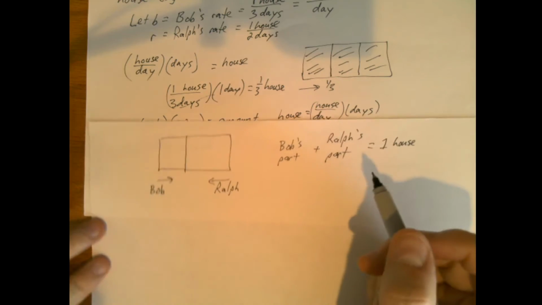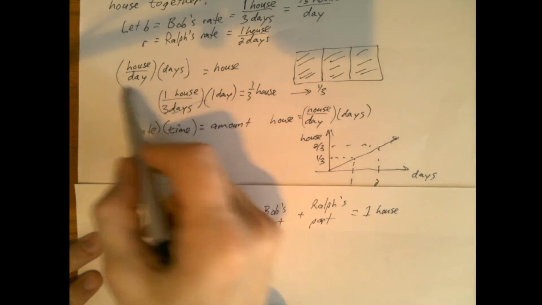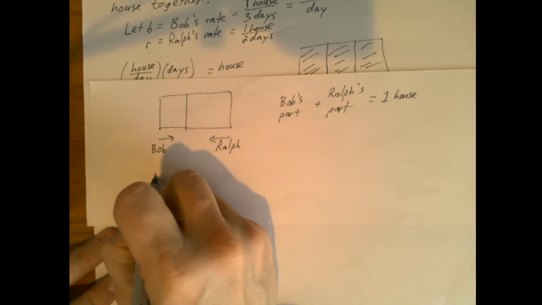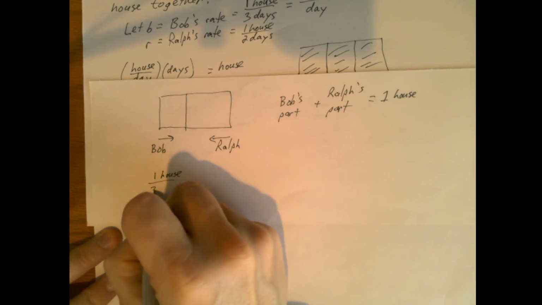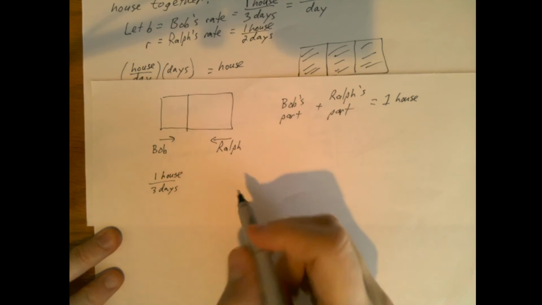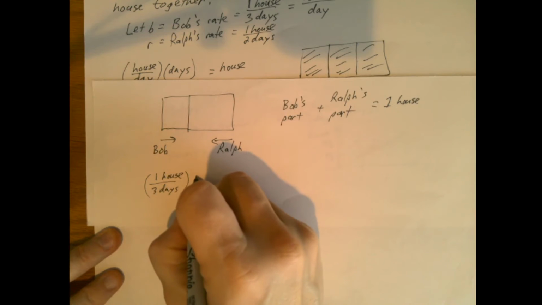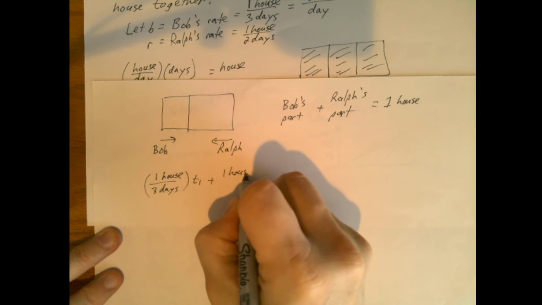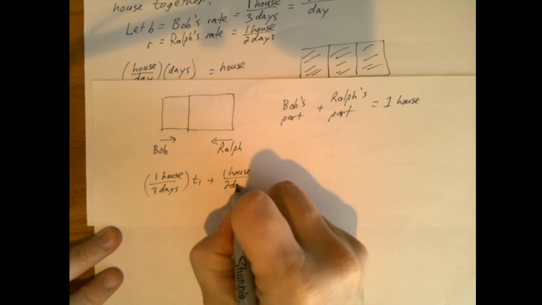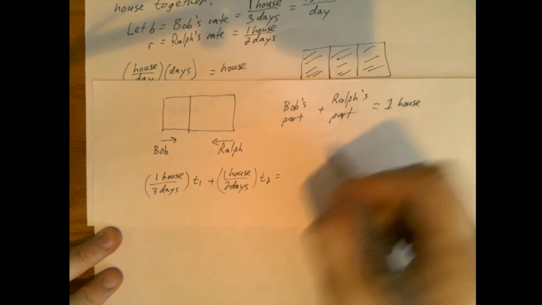So how do we represent each of these? Well, it goes back to what I had before. Bob's part is something like this. So for Bob's part, we have one house for every 3 days times the amount of time he spent. So we'll say this is T1, plus one house per 2 days for Ralph times the amount of time he spent, T2, equals total houses.